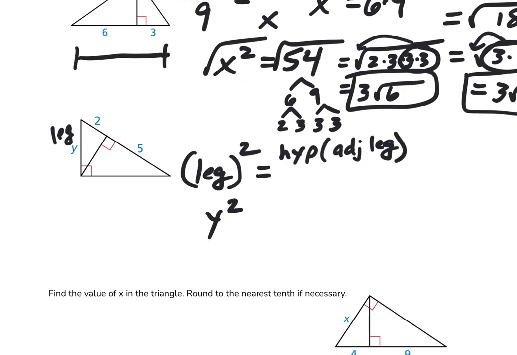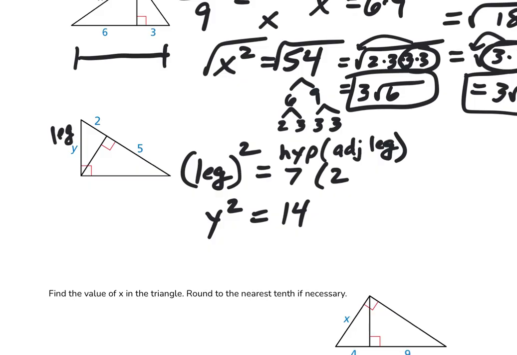So what would be the length of the entire hypotenuse of the big triangle? 7. Okay, the leg adjacent to y is 2. 2 is on the same triangle as y. So we're not going to use the 5, okay? Because I'm now using the small triangle. So y matches with 2. So we're going to take 7 times 2. So y squared equals 14.